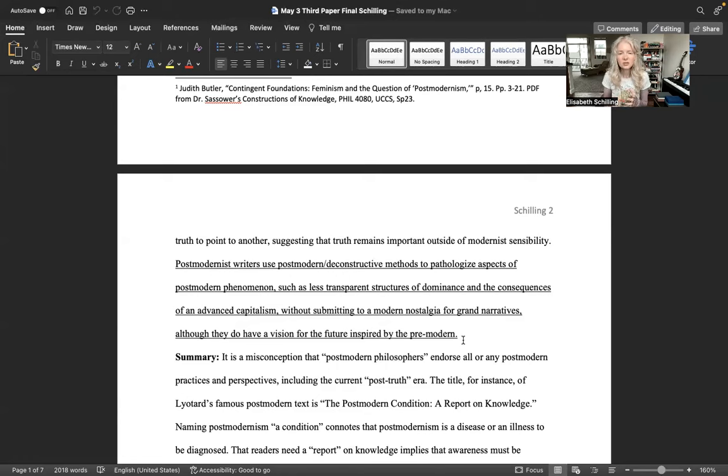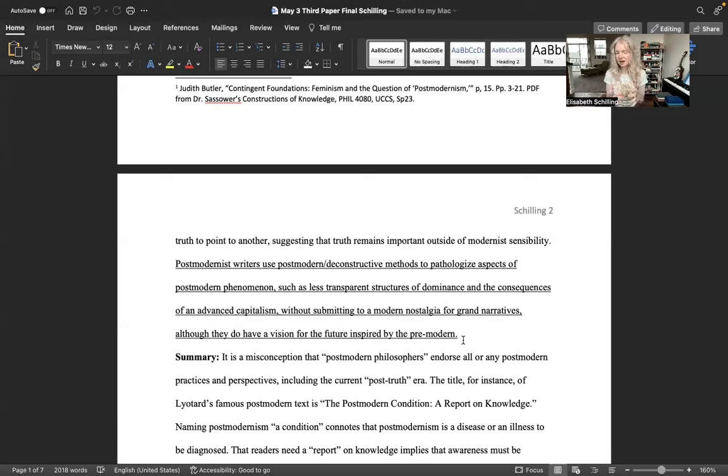So my thesis for this paper was, postmodernist writers use postmodern/deconstructive methods. So I'm kind of equating those two. I know it's an argument whether you can equate them or not, or whether they overlap like a Venn diagram, but I'm discussing both of them. To pathologize aspects of postmodern phenomenon. So that's going to be my first argument. How do they pathologize aspects of postmodern phenomenon?